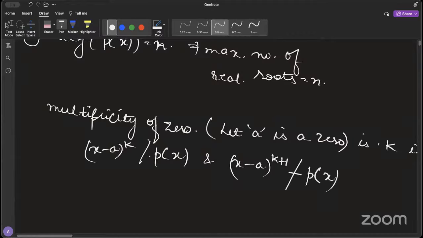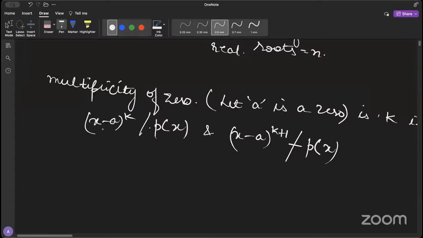This is the symbol for divides. This means that (x minus a) to the power k is a factor of p(x). This is the symbol that we use for divide. This means (x minus a) to the power k divides p(x). I didn't understand this part. Can you come again on this part? This is the notation: if I write a | b, this means a divides b.